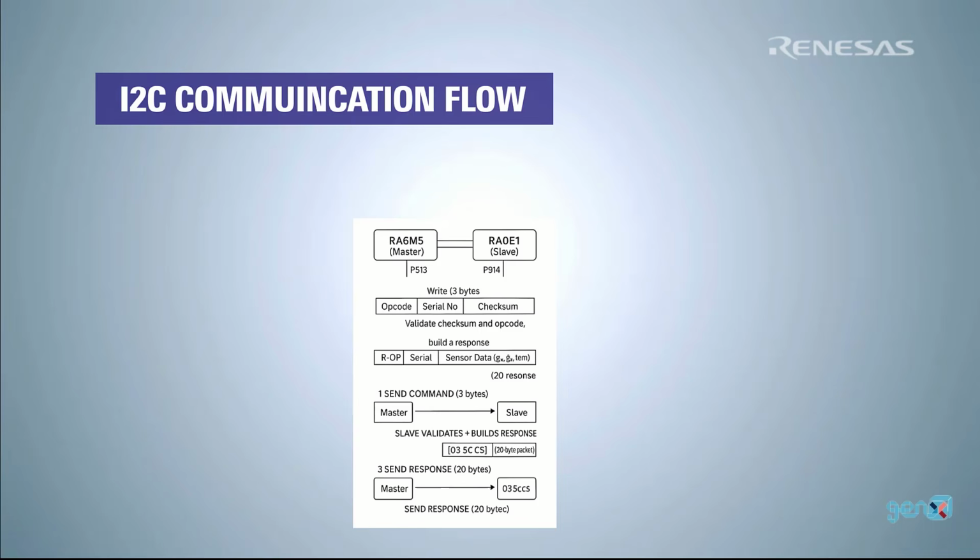In this video, we set up the RA6M5 as an I2C master and the FPB-RA0E1 as an I2C slave, and demonstrate a simple custom communication protocol. The master sends a 3-byte command containing an opcode, a serial number, and a checksum. The slave validates it and replies with a 20-byte response that includes status, sensor data, and its own checksum.